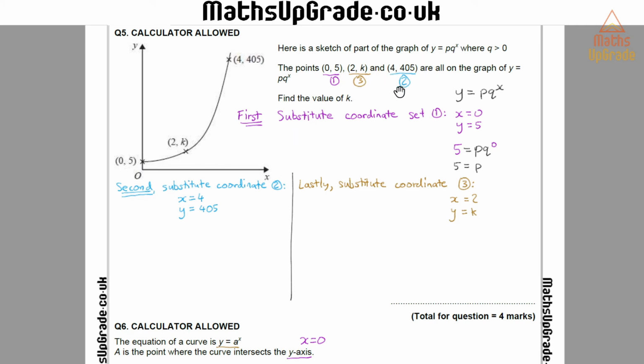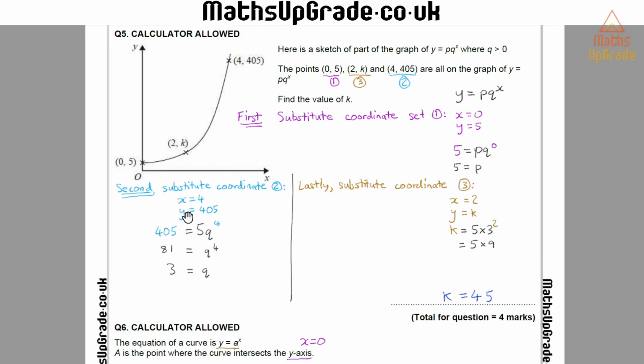Now I'm going to substitute this coordinate here, 4, 405. When I substitute that into this equation, I should be able to find the value of q. So doing that, since x equals 4 and y equals 405, I'll get 405 equals, p is 5 now, so 5q to the power of x, so to the power of 4. I'm going to divide both sides of this equation by 5. That gives me 81 equals q to the power of 4.